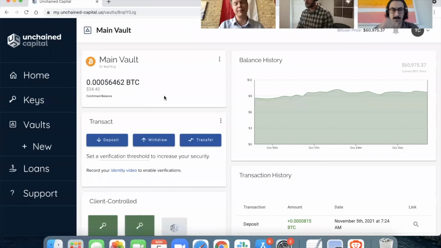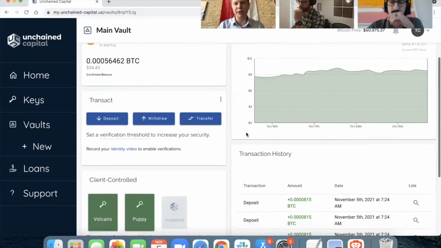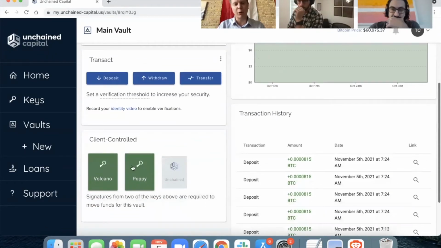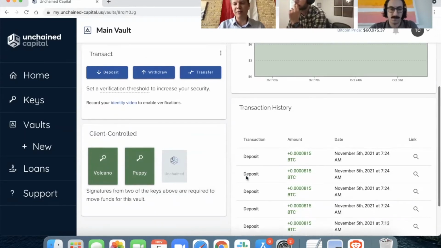And you see that I have my main vault. I've creatively titled it, of course, main vault. I have a small amount of Bitcoin confirmed into this vault, about 56,000 sats, or $34.43 worth of Bitcoin right now. As I scroll down into my vault, I have my keys over here on the left, Volcano and Puppy, but I also have a transaction history.